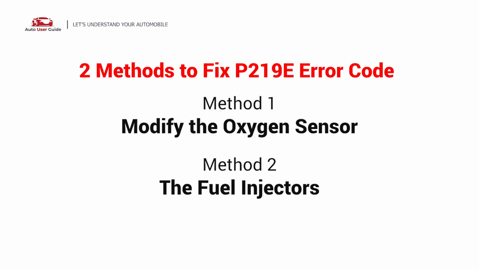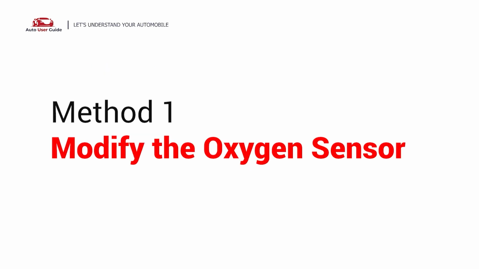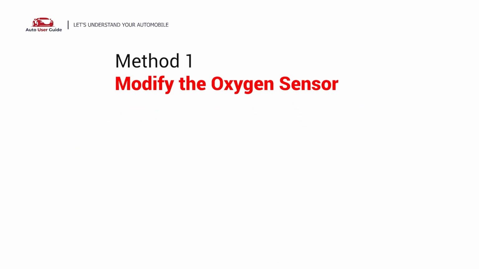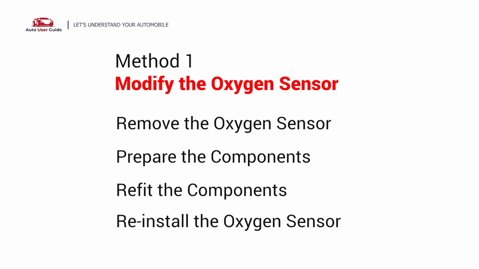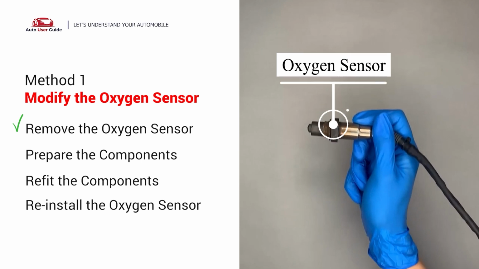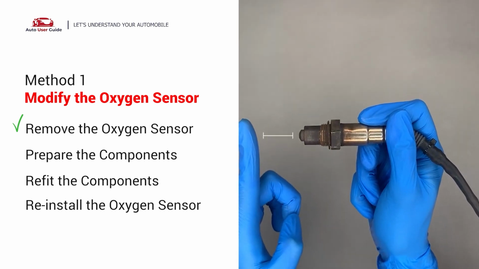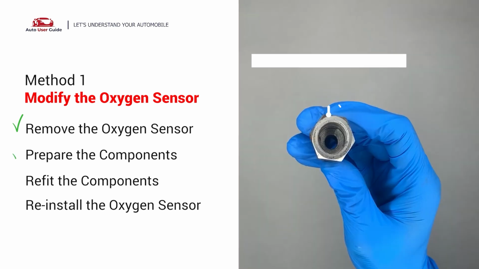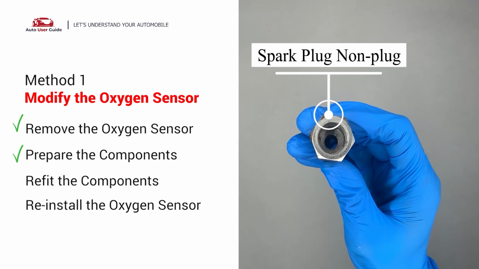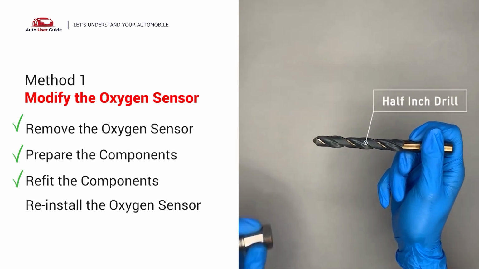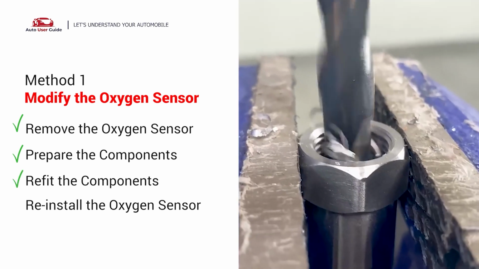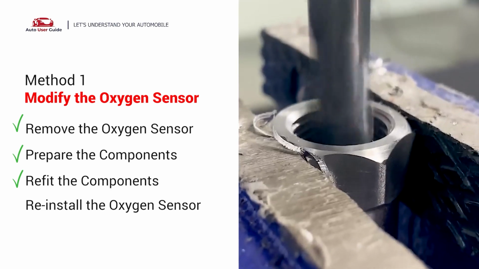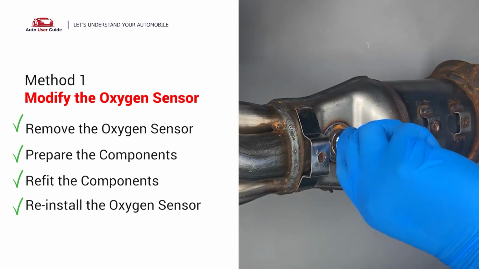Here are 2 simple DIY methods you can try to solve this problem. Method 1: Modify the oxygen sensor. You can remove the oxygen sensor from the converter by putting extra space between the sensor and the converter. Then get the spark plug non-fouler, which now has enough space to fit onto the oxygen sensor, and use a 1/2-inch drill to refit it. By doing this, put them together and put them back on the catalytic converter.